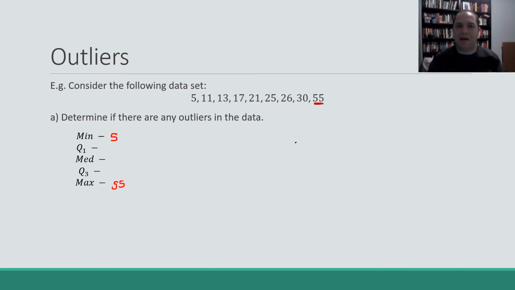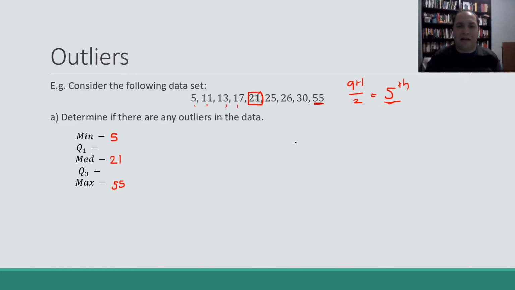Now looking at our data, we have 9 values. So to find our median, we'll go 9 plus 1, which is 10, divided by 2, which is 5. So our 5th score, 1, 2, 3, 4, 5. That 21 is our median.